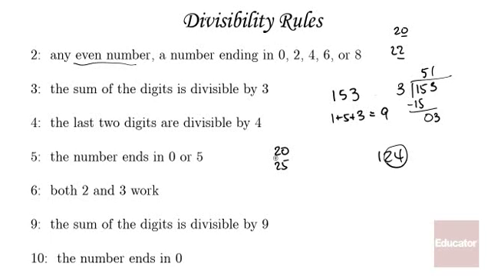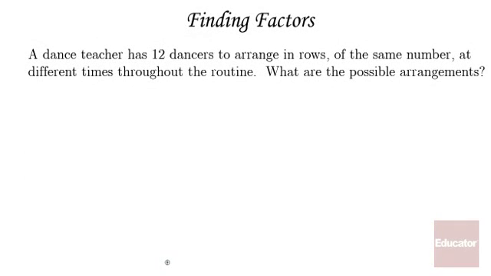You could divide by the number 6 if both 2 and 3 work. And that is because 2 times 3 is 6. So if the rule for 2 works and the rule for 3 works, meaning it can be divided by 2 and can be divided by 3, then you will be able to divide by 6. 9. The rule for 9 is very similar to the rule for 3. When you add up all the digits and it's divisible by 9. And lastly, you can divide by 10 when the number ends in a 0.